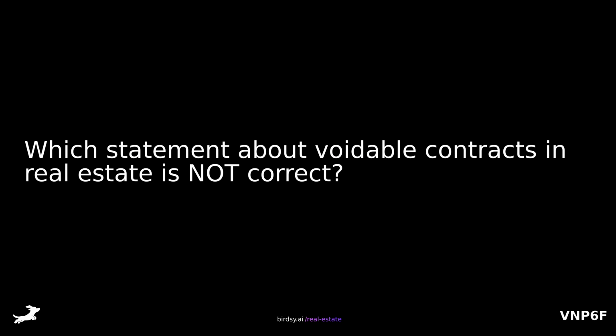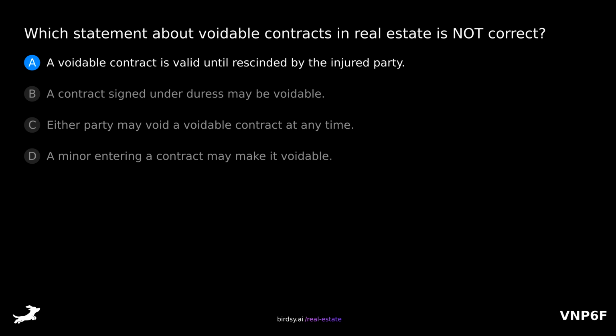Which statement about voidable contracts in real estate is not correct? Is it A, a voidable contract is valid until rescinded by the injured party? B, a contract signed under duress may be voidable? C, either party may void a voidable contract at any time? Or D, a minor entering a contract may make it voidable? The correct answer is C. Either party may void a voidable contract at any time.